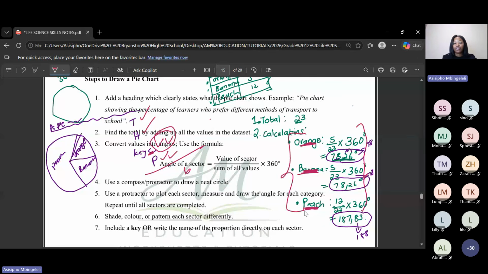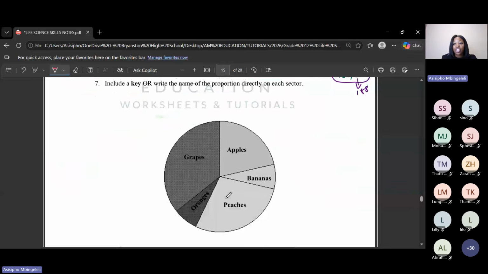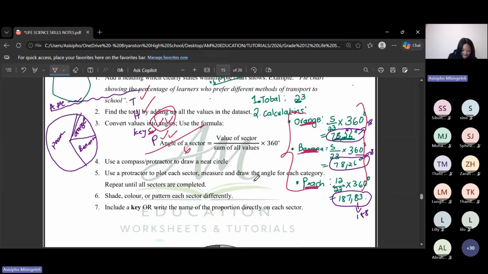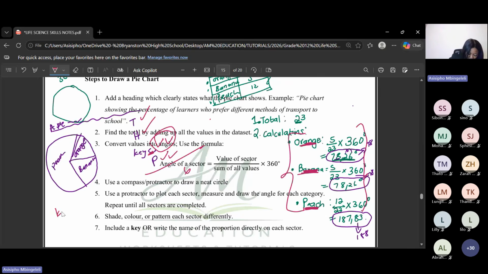I'm not saying you're going to get favorite fruits examples in your test. You can do this, write the names inside. If you don't want to write the names inside, you have a key. You can have a key and say, the one that has diagonal lines is the peach. Then you do a box and say diagonal lines, that is a peach. And then the one that has circles inside, that is a banana. You do not have to write any percentages inside. Do not calculate any percentages at all. I forgot to mention. You cannot say 5 over 23 multiplied by 100. Wrong, wrong, wrong, wrong, wrong.